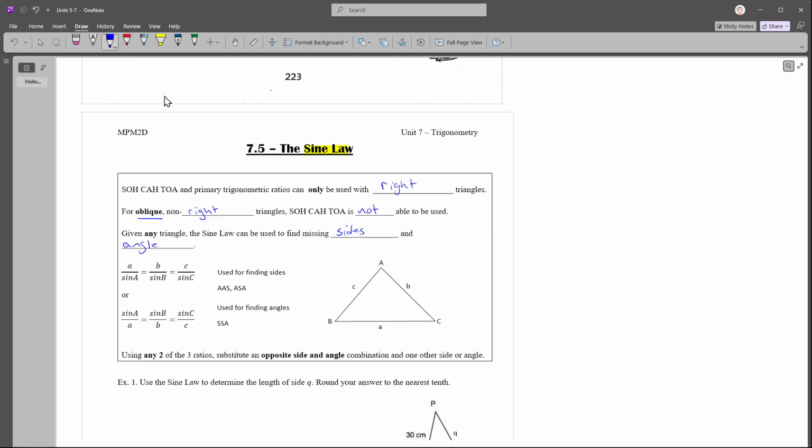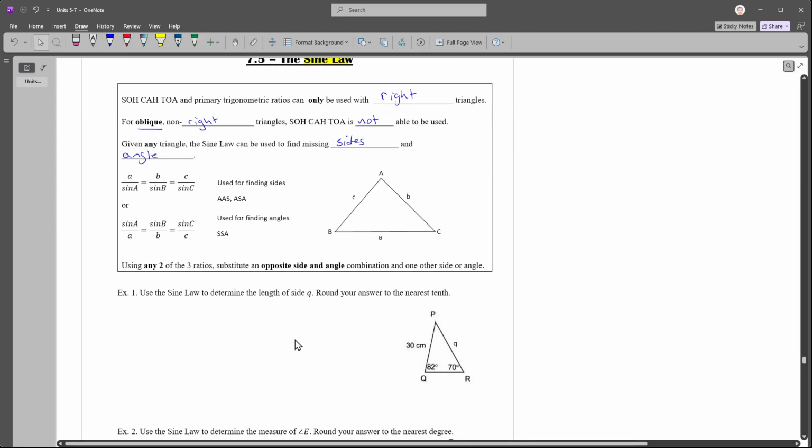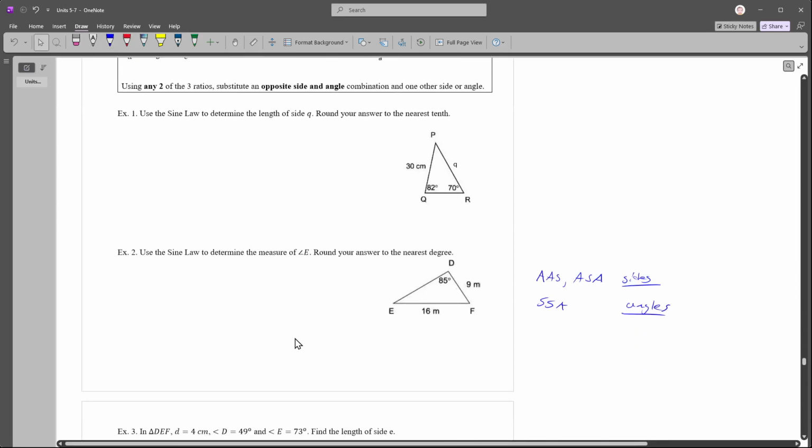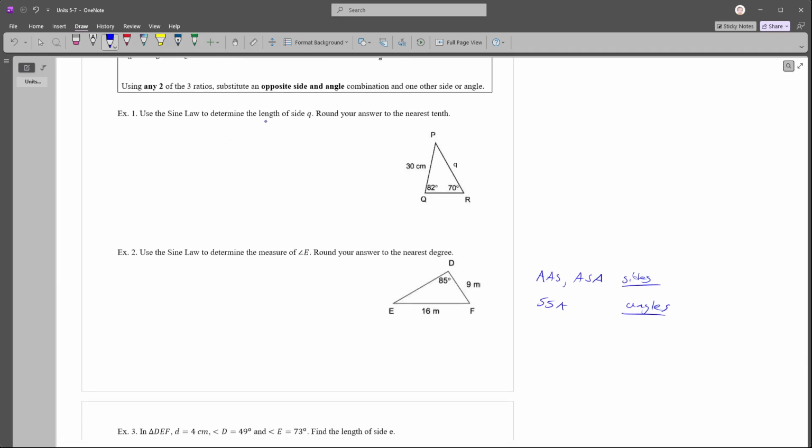So let's try it in this first example down here. We're going to use the sine law to determine the length of side Q. So where's Q? Q is right there. Now, what I want to do is circle any ratio setup I have. So I'm looking for Q, so its corresponding angle is the angle Q. So there is going to be my first ratio.